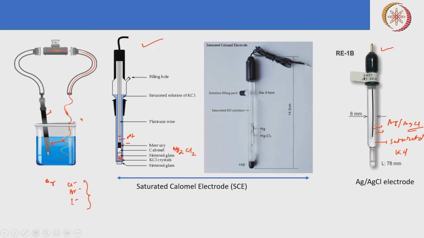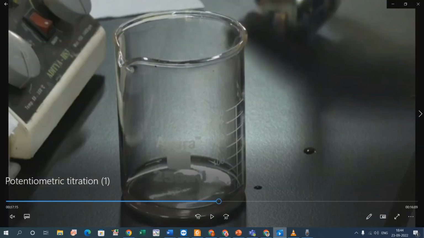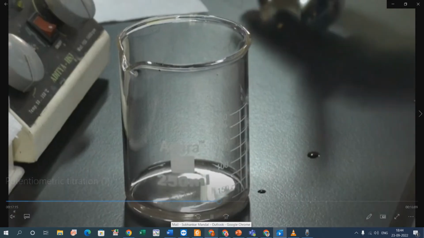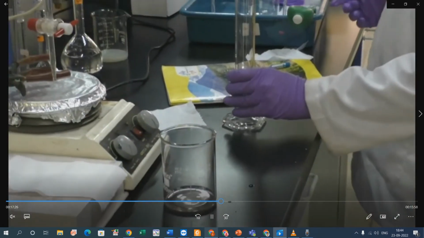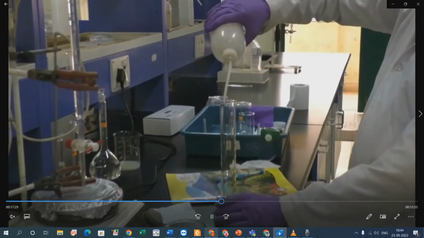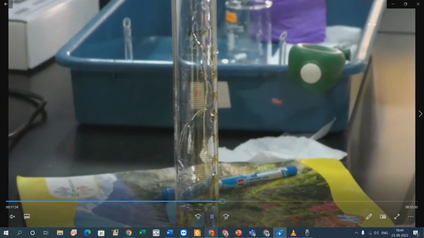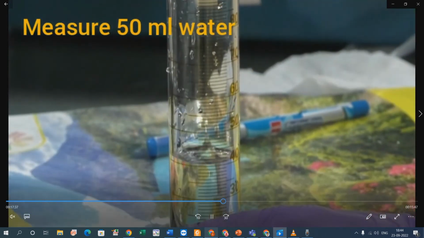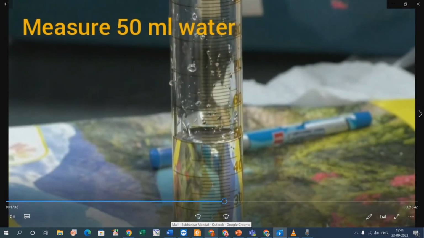Here I can show an experiment with a potentiometer, where you can see how we use this potentiometric titration experiment to measure the reaction. We also discussed that this experiment is quite easy. The motive of this experiment is to study a mixture of three halides and measure the solution.